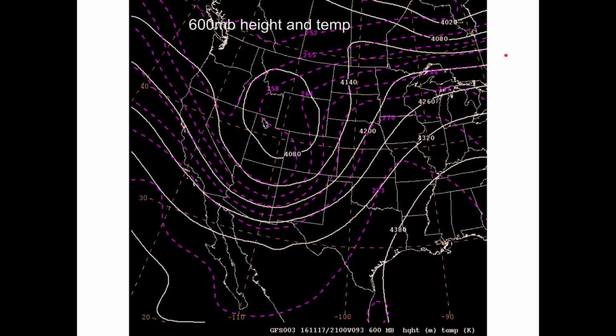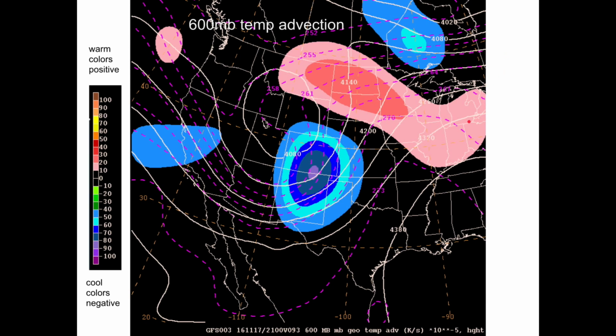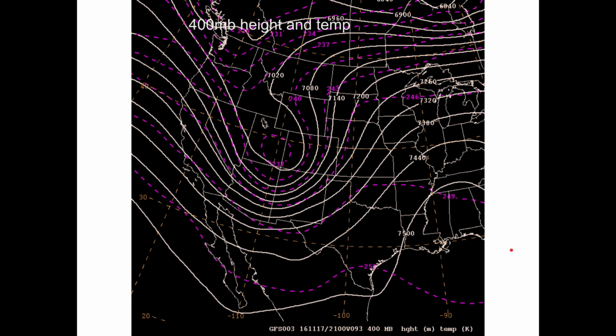And we can get Nmap2 to calculate this for us. And so the warm advection are the positive, sort of warm colors here, and the cold colors are the cold advection by the geostrophic wind. So now we need to see how this changes with height. So we need to move up to a higher height, a lower pressure, 400 millibars.